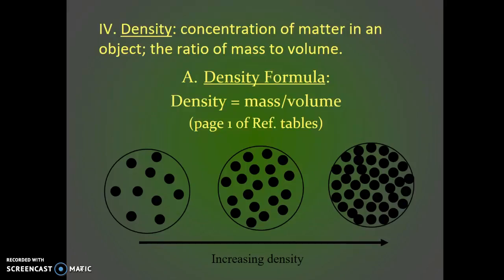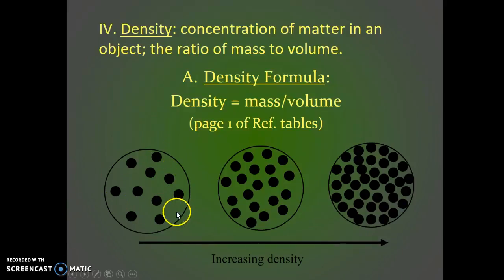So when we think of the density of a material, it's really the relationship between the mass, which is the amount of matter in something, and the volume, which is the amount of space that the object takes up. So the relationship between those two is what gives you your density. Basically, it's how much stuff is packed into a single area.